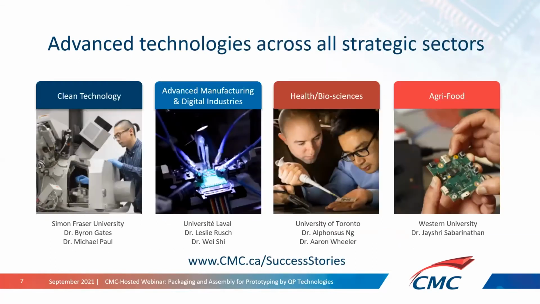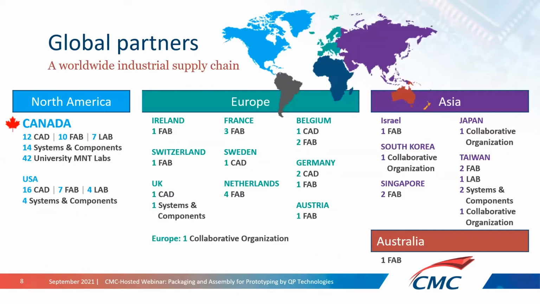As an outcome of the services and technologies provided by CMC to a wide variety of researchers in different application areas, components have been created that can be used in advanced manufacturing and digital industries, also health and biosciences, and agriculture and food. CMC also gives clients an additional advantage by bringing to them its worldwide supply chain network and partners.